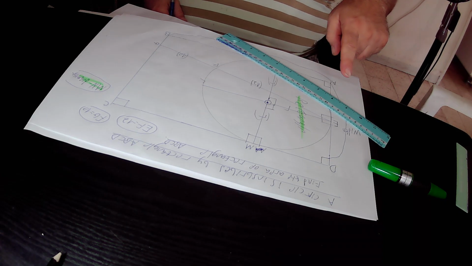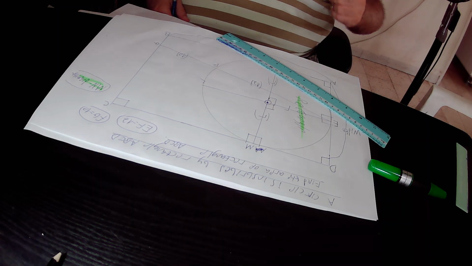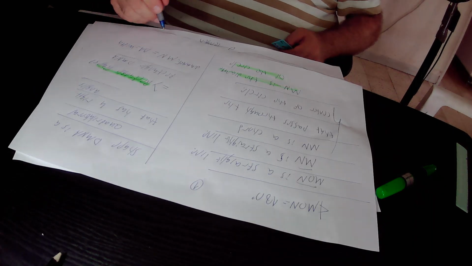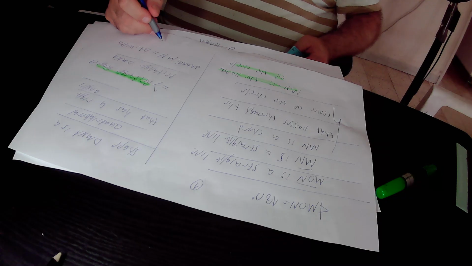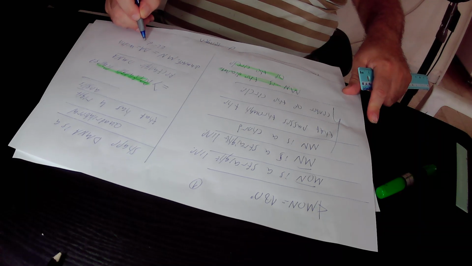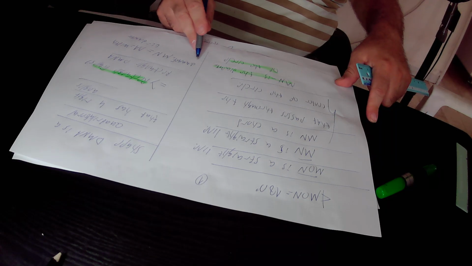EL is a chord that passes through point O, the center of the circle, and we know that any chord that passes through the center of the circle must be the diameter of the circle. So in conclusion, EL is also the diameter of the circle. We're going to write here that EL is also the diameter of the circle.